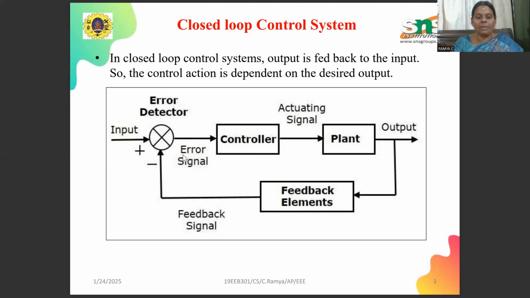This error signal acts as the input to the controller. The controller produces the controlled and actuating signals, along with the actuators, as the plant requires. The plant, that is the system, produces the output. Again, a part of the output or the complete output is given back as the feedback signal through the feedback elements. So this is a continuous process until it reaches the desired or expected output.